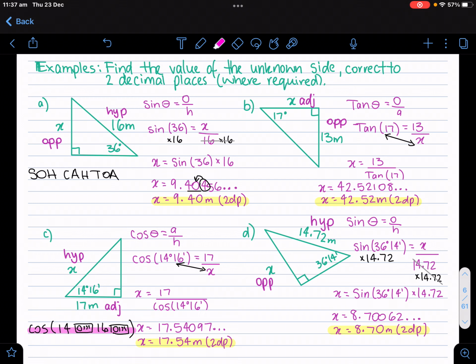If you don't know how to do that, please go and watch the video on how to round off degrees for trigonometry or any unknown angles. So then again, when I type that in the calculator, I get a decimal that doesn't terminate, that doesn't stop. And the question says to round off to 2 decimal places. So I have 5, 4, 0. That 0 means that 4 stays. So it's 17.54 meters.